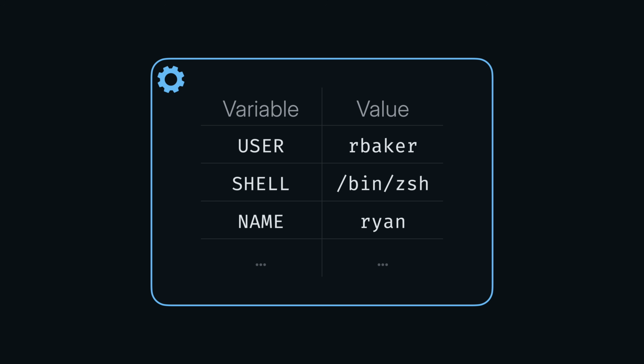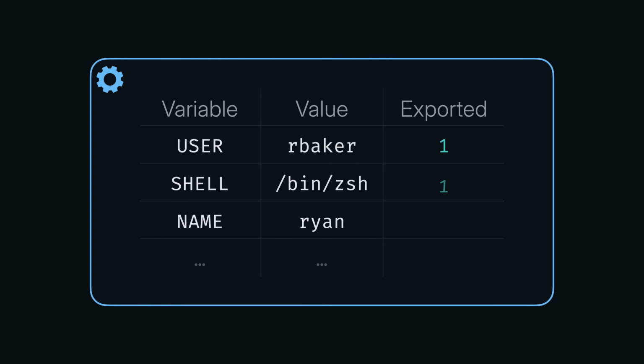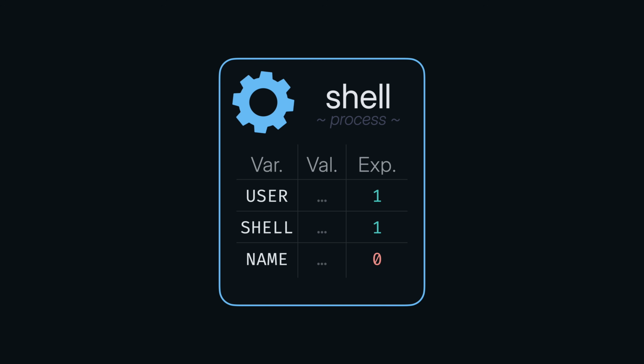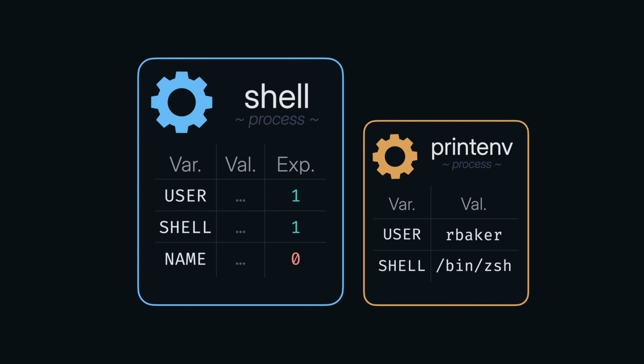But it's not really printenv's fault, and here's what I mean. As the shell maintains its internal map of variables, it also marks each entry as either exported or not exported. The difference is that exported variables are exported to child processes. When you type the name of a program, the shell process spawns a new process to run that program. And that new process is called a child process, because it was born from the parent process. Exported variables are the ones that get passed from the shell down to child processes.